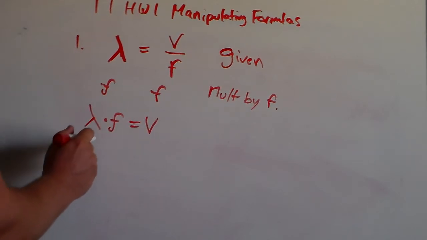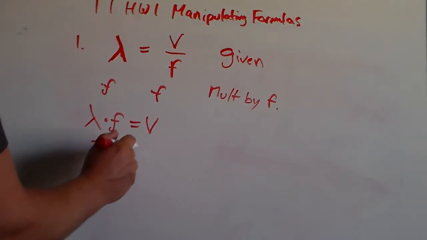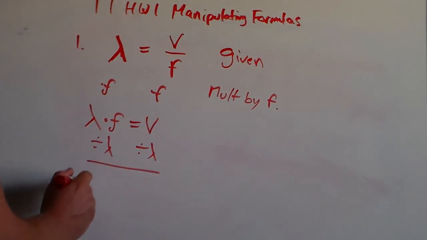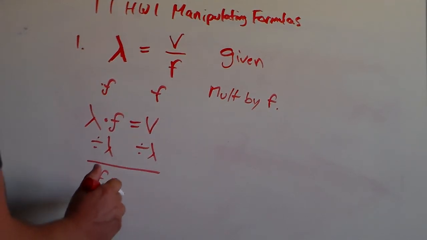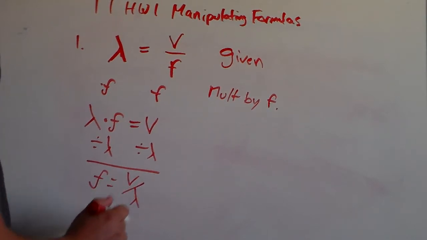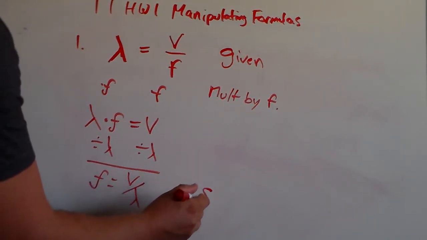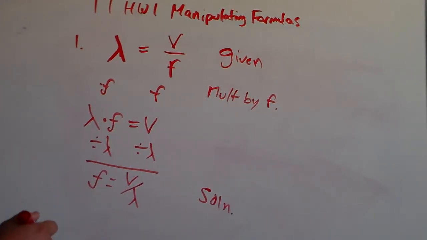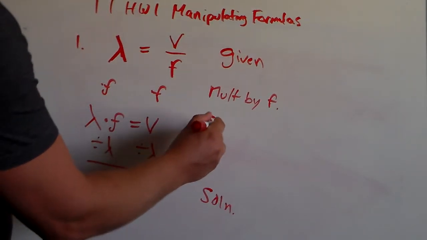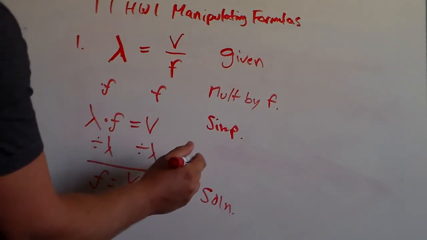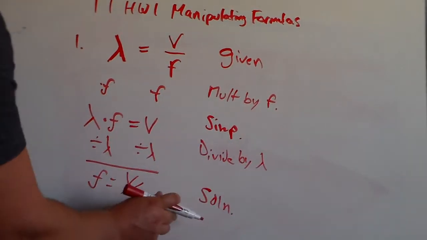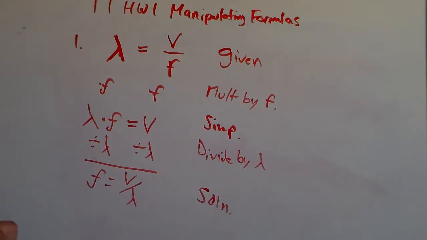Now this is times lambda, so if we divide by lambda to both sides, we then get our frequency all by itself. f equals v divided by lambda. And that's our goal. We found our solution. The frequency is all by itself. We have an f equals. So we multiplied by f here in the steps. We simplified. Then we used our inverse operation of dividing by lambda to both sides, and we found our solution. f equals v divided by lambda.